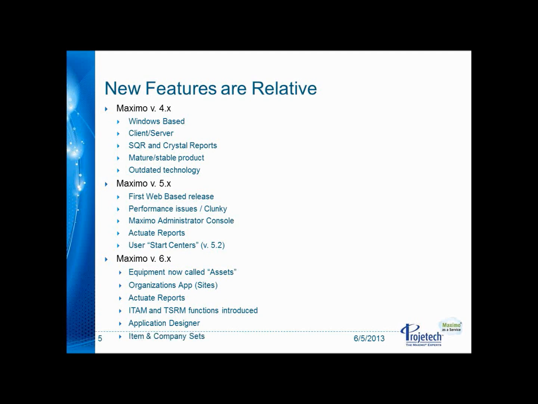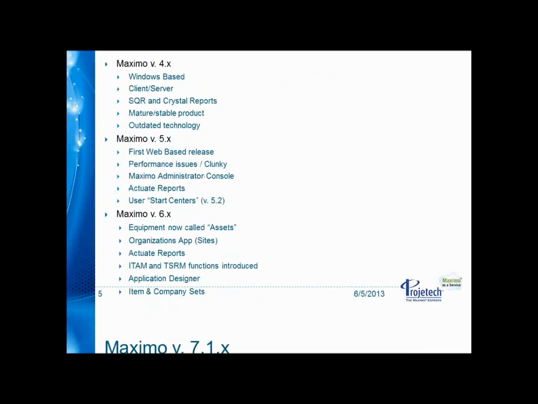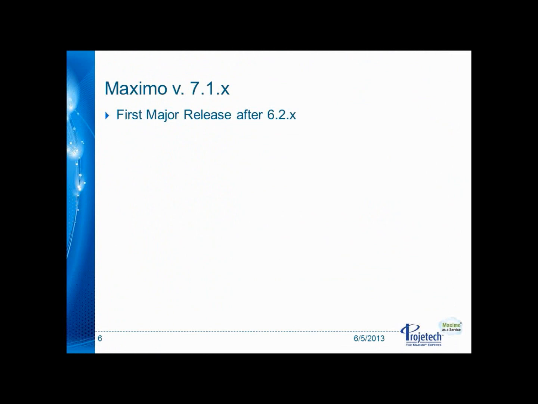And then the concept of the item and company sets was introduced in version 6. And again, I'll get a little bit deeper into that here in just a moment. So I'm just going through the history here a little bit, and then we'll actually get into the 7.5 new features, and I will show you the 7.5 applications as well.